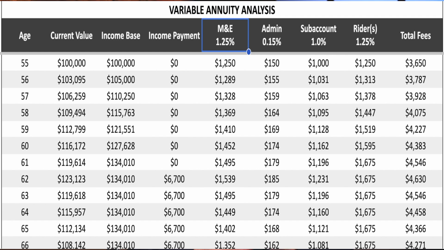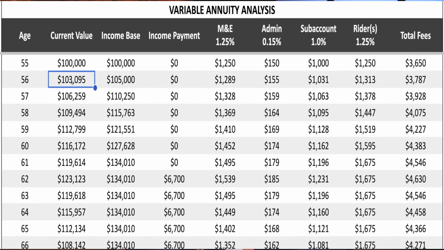So now we have to enter the fees. The M&E is at 1.25%, and 1.25% of the current value is $1,250. Now, the admin is 0.15% of the current value, so that's another $150. The sub-account fee is 1%, and that adds $1,000. Then the rider fee is 1.25%, but remember, it's typically charged as a percentage of the income base. And at first, those values are roughly the same, so it doesn't make a difference now, but it will in the future. And when you add the $1,250 from that rider fee and then sum it all up, it brings the total fee up to $3,650.